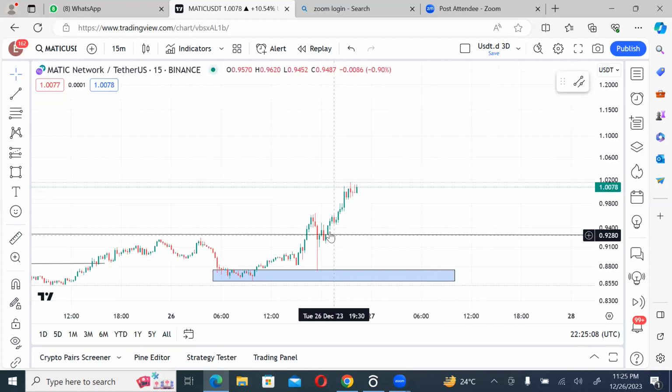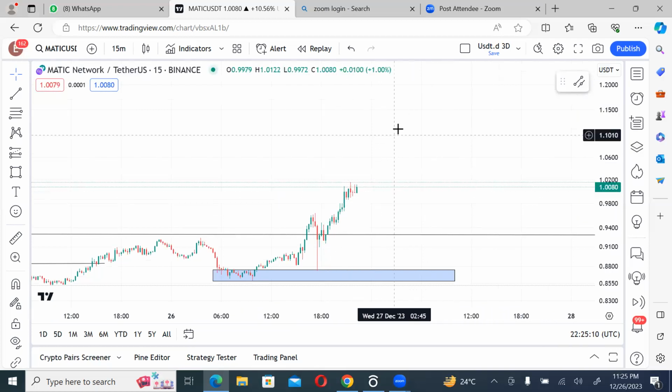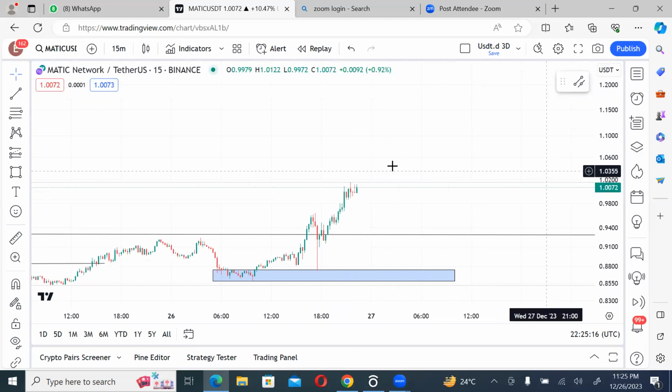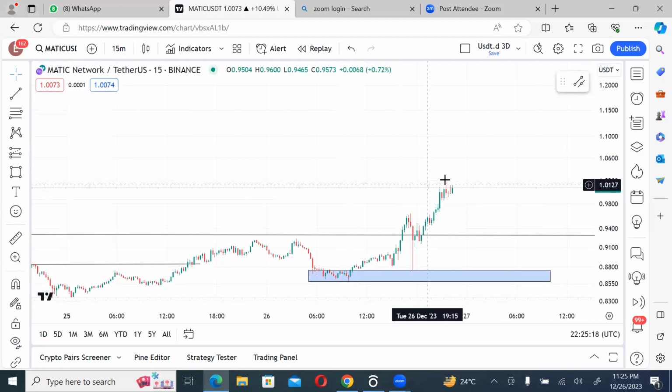But I've been taking partials. I'm up about $80 already on this trade. I'm expecting about $340 from this trade. This is Matic USDT.